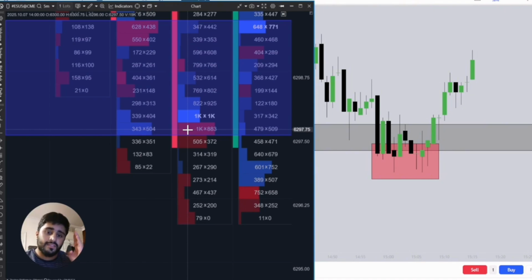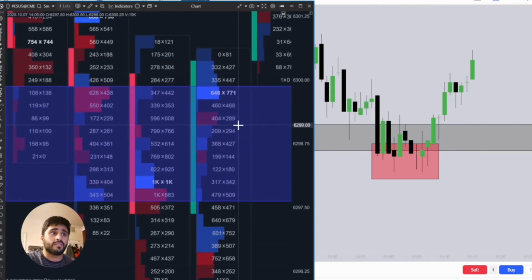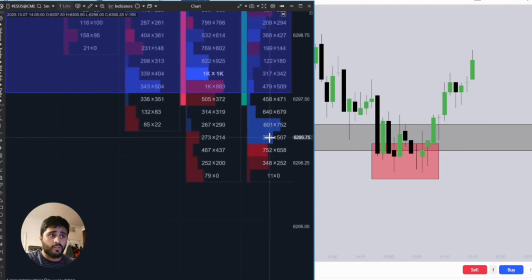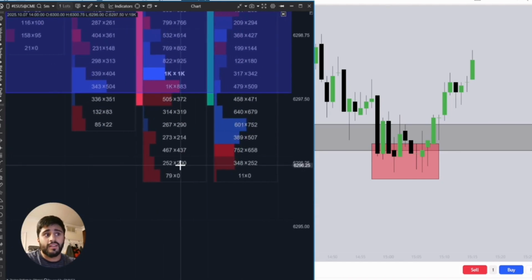So you have to remember it's sellers on the left and buyers on the right. Aggressive sellers versus aggressive buyers. So that 1K for 883 means that there were more aggressive sellers than buyers, right? We see that via the red delta, because the red delta means that there's more aggressive sellers. A blue delta, for example, this blue delta 771 is bigger than 648. So we can see more aggressive buyers than aggressive sellers. But here it's the opposite. And so we see that same running theme throughout.